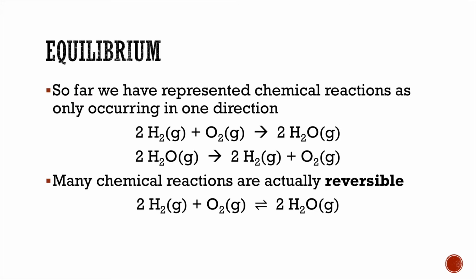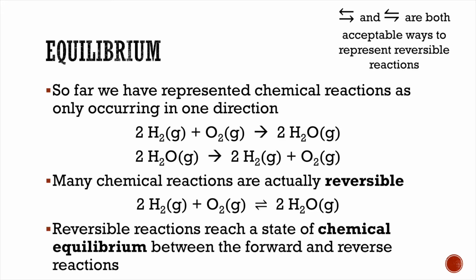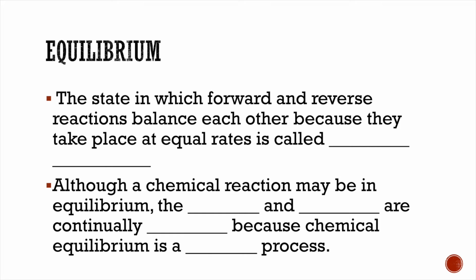So instead of using a one-sided arrow, we can use a double-sided arrow, right? This can be represented a bunch of different ways. It could be full-headed arrows, half arrows, but the general idea is you're going to see an arrow pointing one way and an arrow pointing the other way. So there are tons of acceptable ways to represent reversible reactions. Now, reversible reactions reach a state of what's called chemical equilibrium between the forward and the reverse reactions. We're going to talk about what that means.